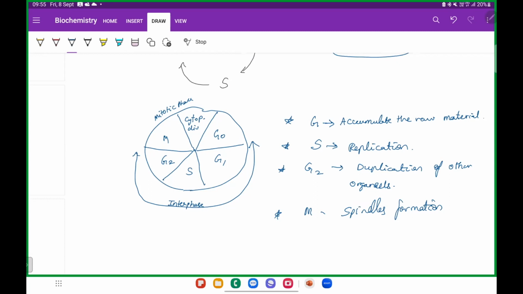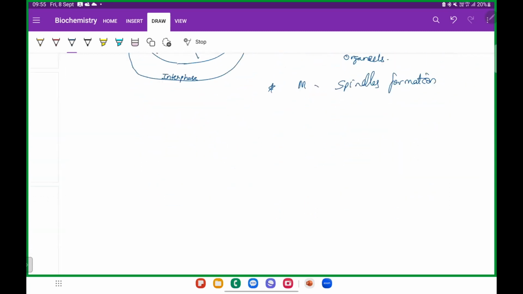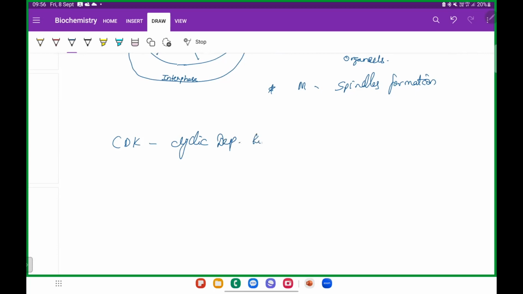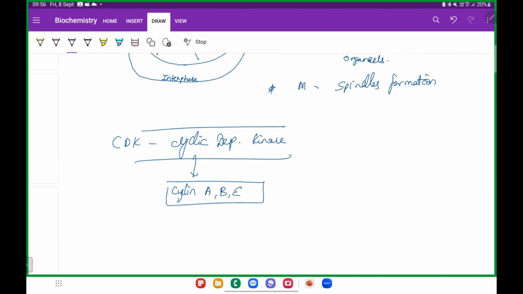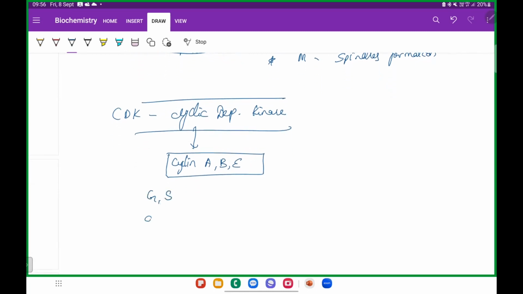Who regulates those checkpoints? CDK. What is CDK? Cyclin dependent kinase is the one that is going to regulate. That is very important. So you have your cyclin. What are the different cyclins? You have cyclin A, B, E. You are going to have your G1 S phase and G2 M phase.